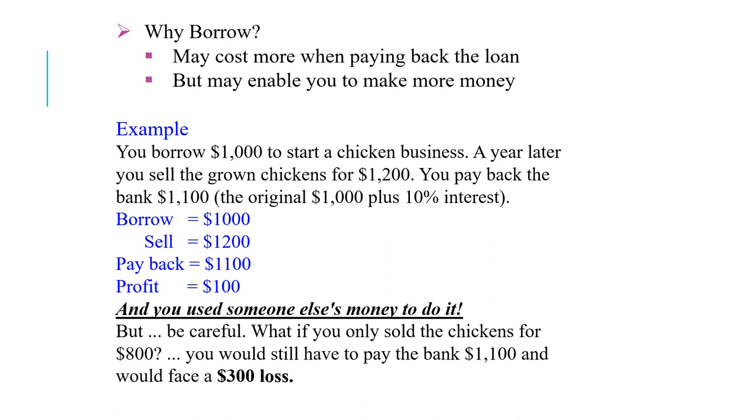You borrow 1,000 to start a chicken business. A year later, you sell the grown chickens for 1,200. You pay the bank back 1,100. This is basically the same scenario where you borrow 1,000 and your interest is 10%. So you see, you have made a profit of 100 there. Okay? So there are always different scenarios to it. Like in this case, he sold the chicken for 1,200, so he made money out of it. Okay? So this is what we're going to look at today, simple interest.